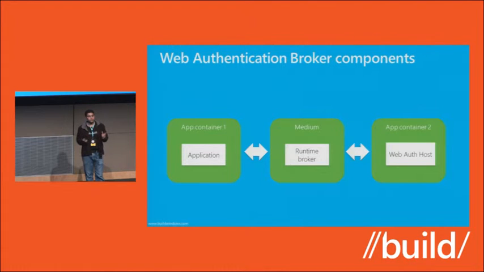So how does all this work? Behind the scenes, there are 3 key components here. The first is your application that needs to connect to a service to perform a certain scenario. It runs within a separate application container. The second, on the far right of the screen, is the Web Authentication Host. This is the OS level component that runs in a separate application container and does the credential gathering for you. In between, we have the runtime broker that does the communication between your app and the Web Authentication Host.